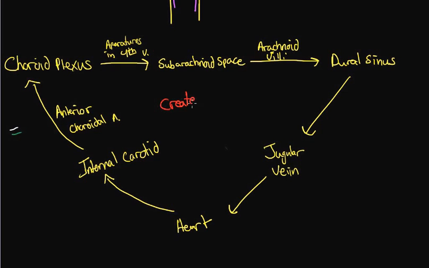And this happens and creates approximately 500 milliliters of cerebral spinal fluid a day. 500 milliliters per day. So that's a pretty large volume. Half a liter of cerebral spinal fluid a day is going to run through this system.